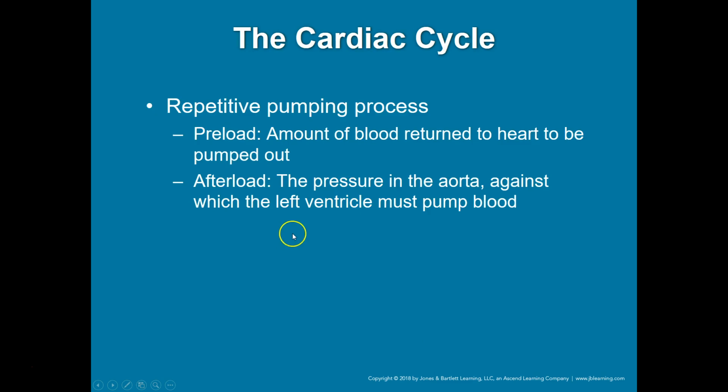So here's our first important concept we're dealing with. Here's our preload and our afterload. These are definitions that I think are pretty important to understand, not only literally what they say, but also the concept. So our preload is the amount of blood returned to the heart to be pumped out. And our afterload is going to be the pressure in the aorta against which the left ventricle must pump.